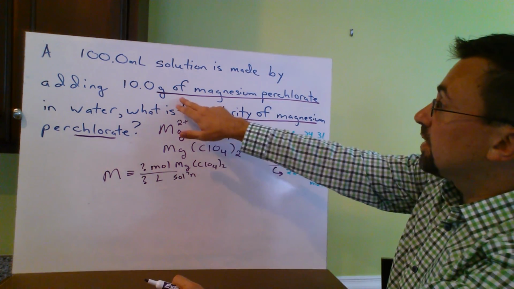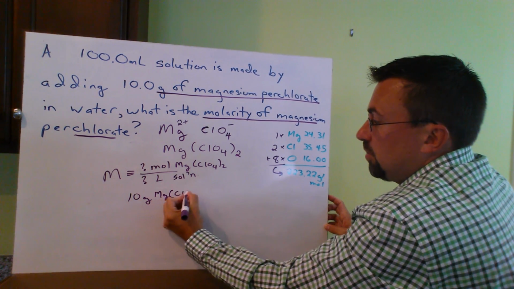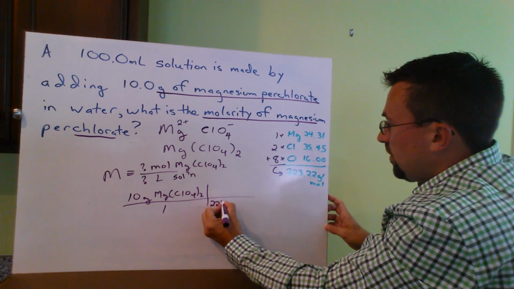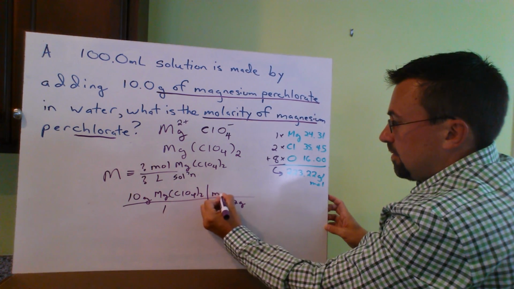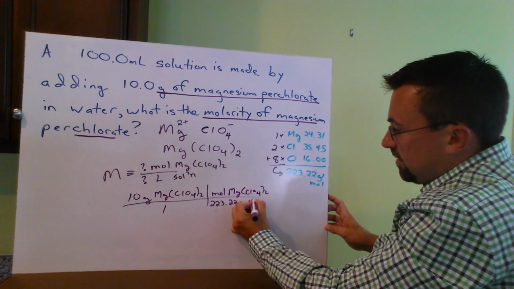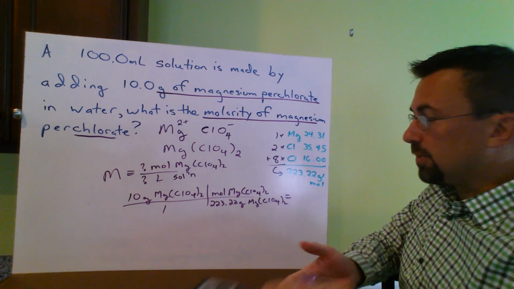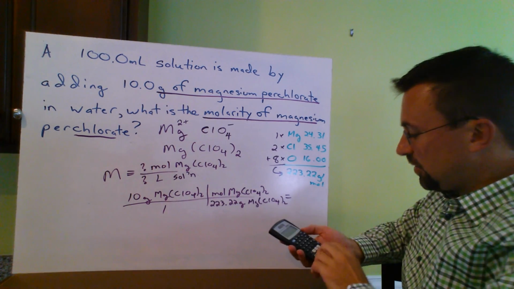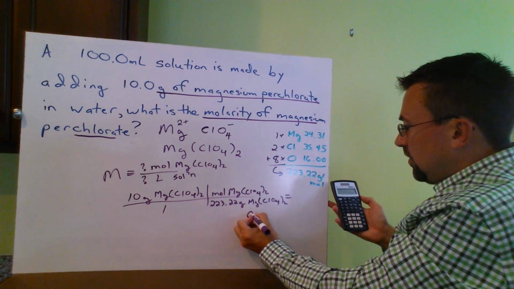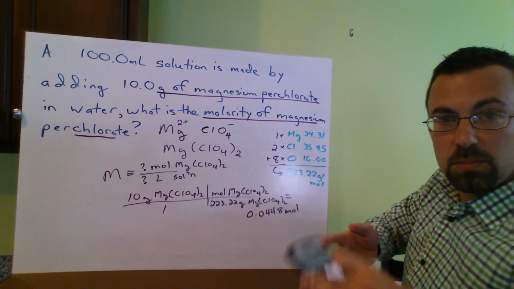So now we just take our grams, and hopefully this is getting comfortable by this point. Divide by our formula weight. Notice I'm putting the chemicals in there. Don't get lazy on me. If I can do it, you guys can do it. And we just calculate that through. And if you look, we have 3 significant figures here, so our answer should have 3. And I get 0.0448 moles of magnesium perchlorate.